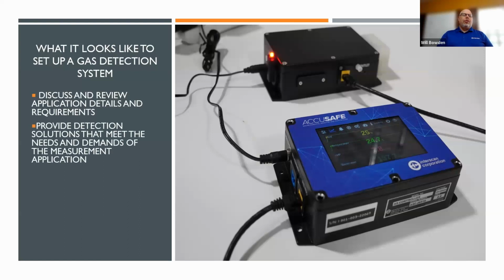So it goes into providing the correct detection solutions that meet the needs and demands of the measurement application itself. Other factors include environmental factors, temperature, humidity, etc.